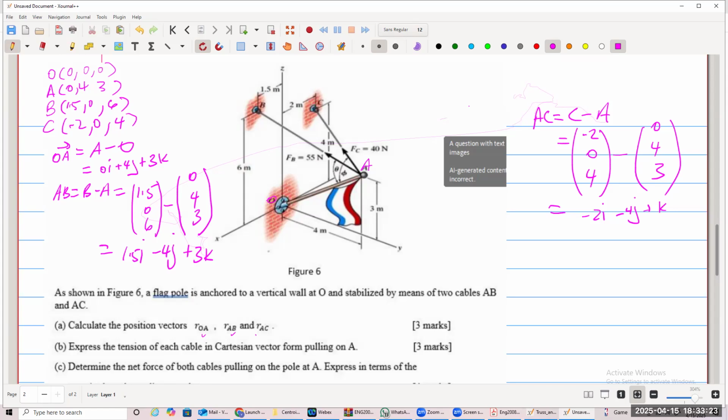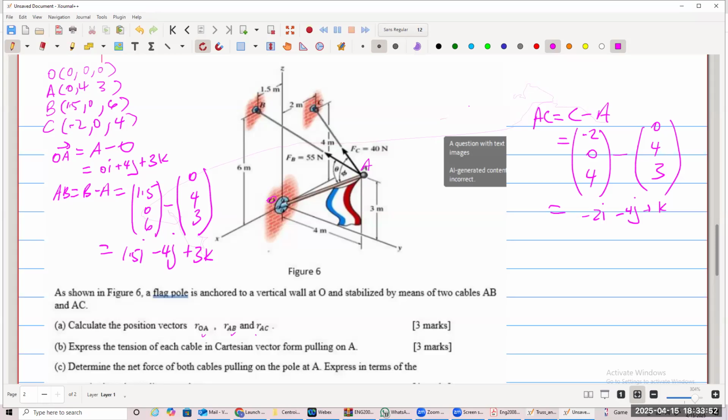What else did I want from you now? So you have to express the tension of each cable in Cartesian form pulling on A. Can somebody tell me how you do something like that now? So they say they want the tension in each. The tensions are going from which direction positively? So you have a tension in AB, right? And you have a tension in AC.